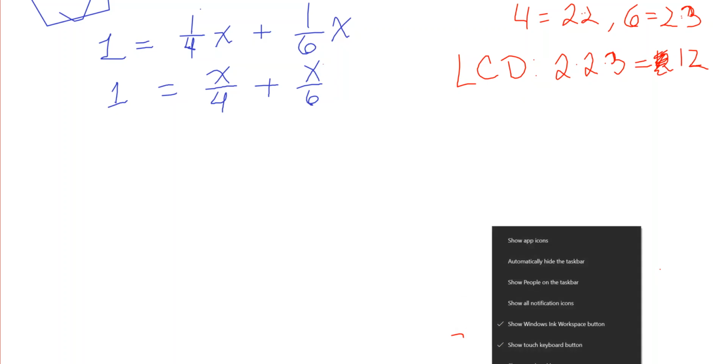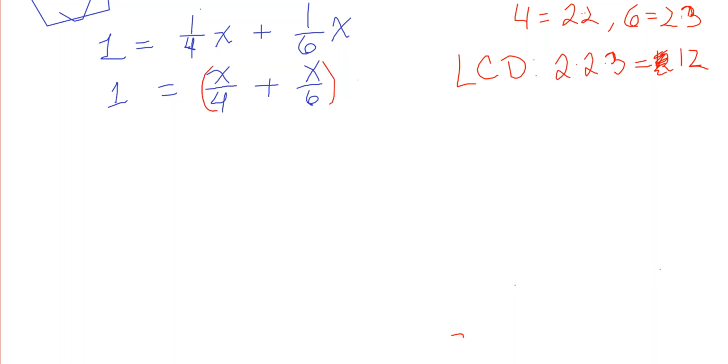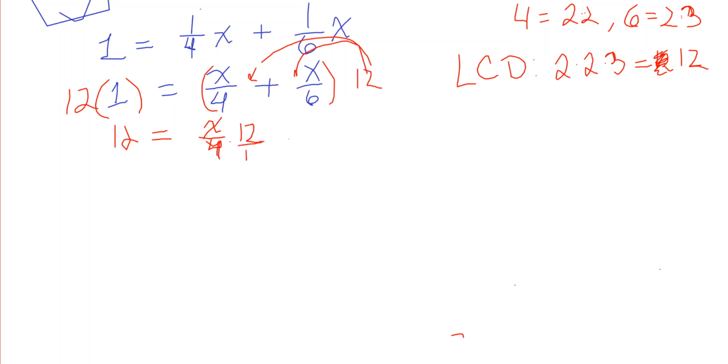I'm going to multiply by 12 and then times 12, because whatever I do to one side I have to do the other. So 1 times 12 on the left hand side is going to give me just a 12. Over here I'm going to have to distribute. So times 12 and times 12. X over 4 times 12. I'm going to think of this as 12 over 1, plus x over 6 times 12. And I'm going to do some reduction to make this a little bit better.